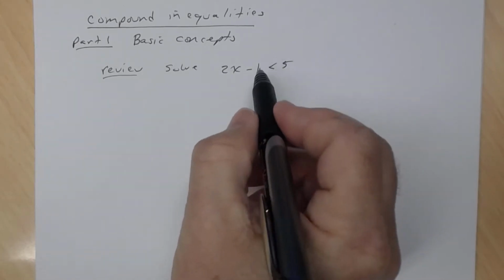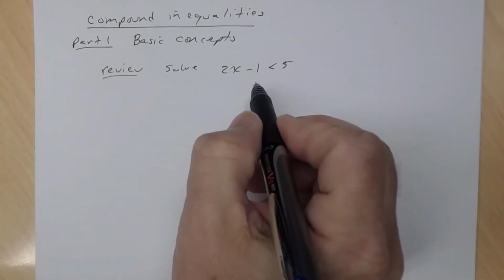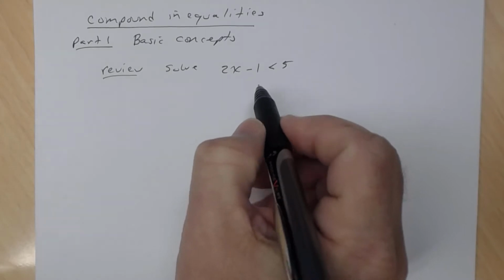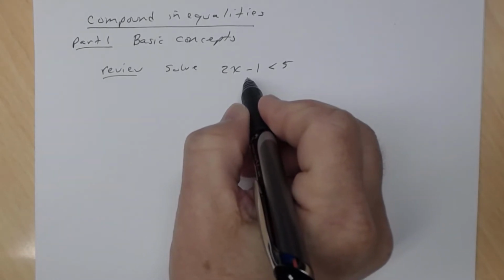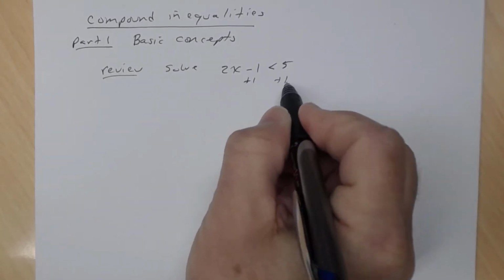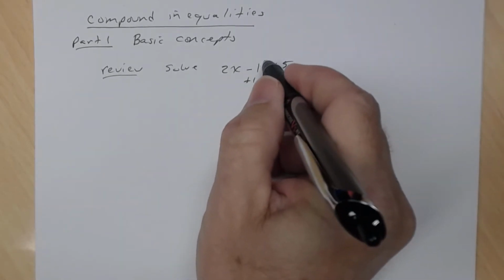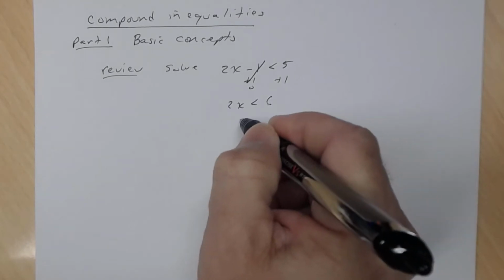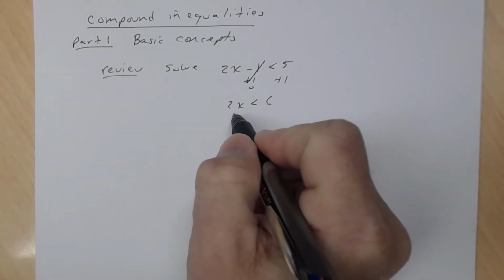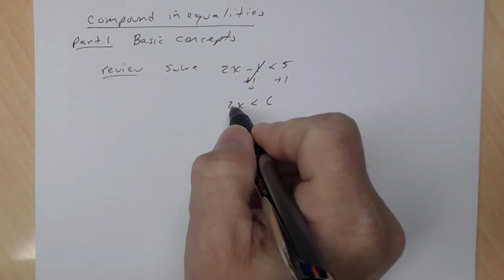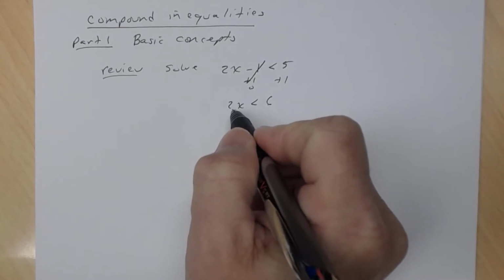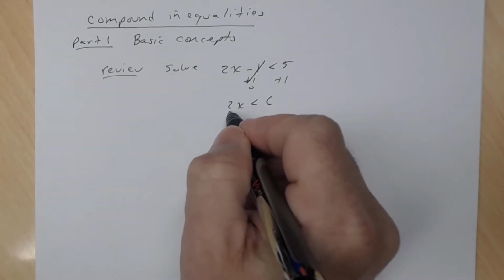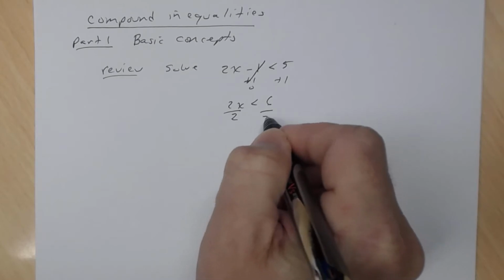What you did in previous lessons was you used the addition property and multiplication property of inequalities. So basically you added 1 to both sides. And when you combine like terms, you get 2x is less than 6. And then to get the variable by itself, right now you're multiplying by 2, the coefficient's 2. The inverse operation of multiplication is division, so you can divide both sides by 2.